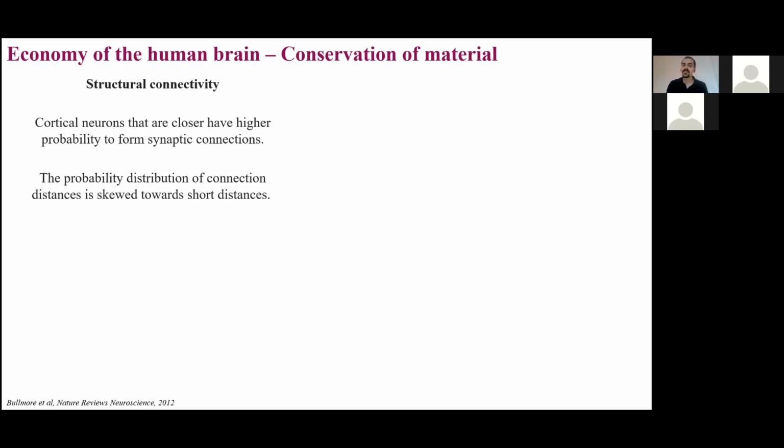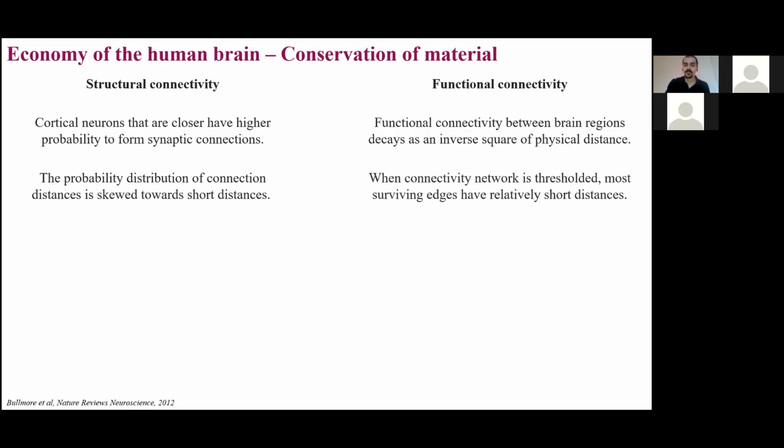So short distances have a greater chance of occurring in the human brain. On the other hand, if you look at the functional connectivity, you can see that the strength of the functional connectivity between two brain regions decays as an inverse square of the physical distance, which basically means that the further you are, the more chances are that you have less structural, less functional connectivity with each other.